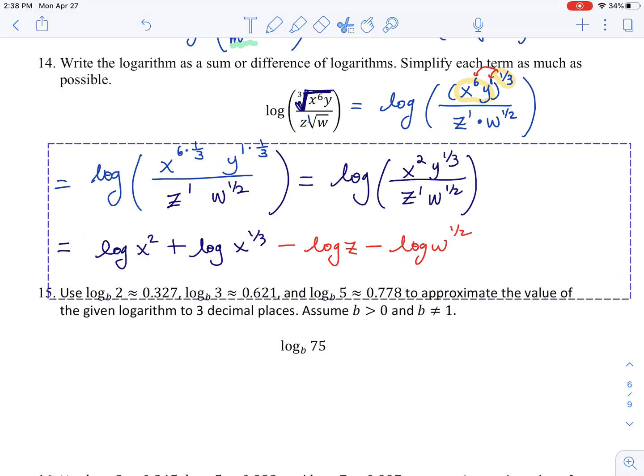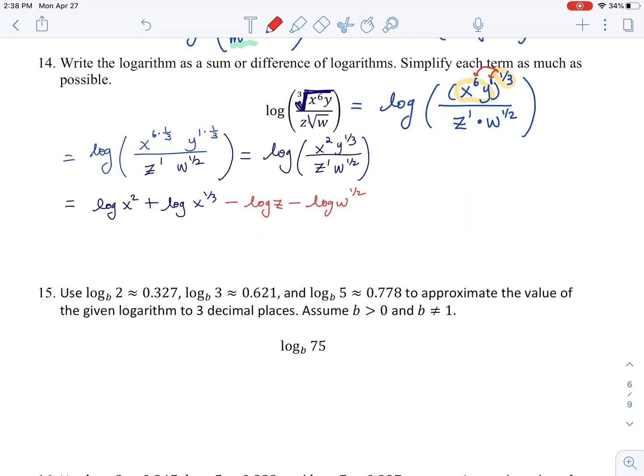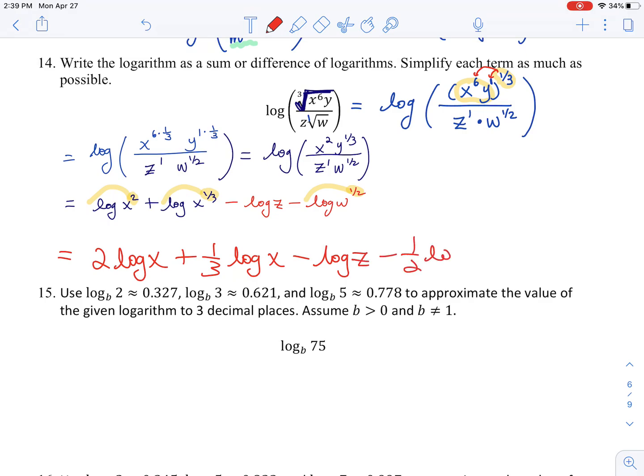Now this is really, really good, but simplify each term as much as possible. And what they usually mean is they want you to bring down these exponents. Bring that 2 to the front, bring that 1/3 to the front. Well, there's 1 there, so you don't have to bring anything down there. So your final answer should be this: 2 times log of x plus 1/3 times log of y minus log of z, minus 1/2 times log w.